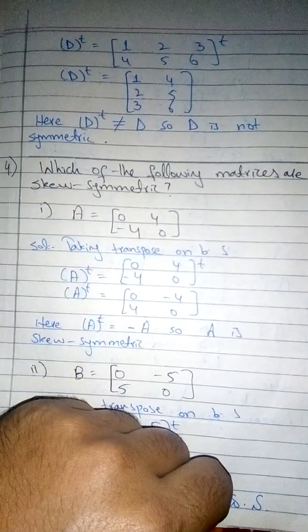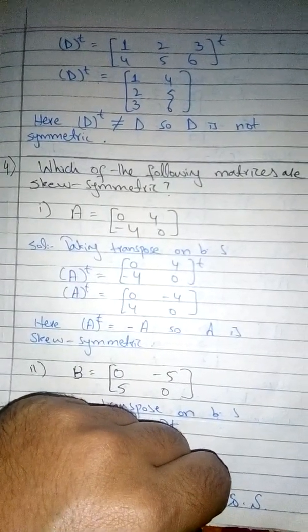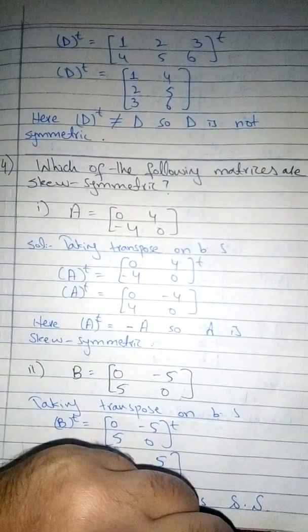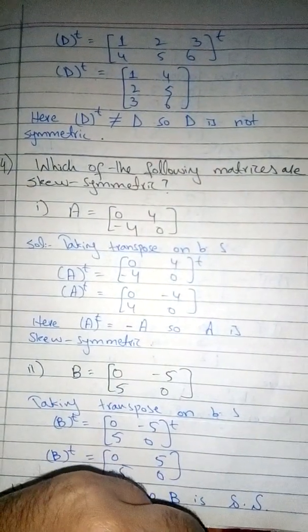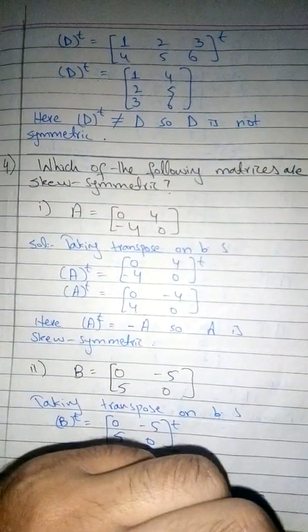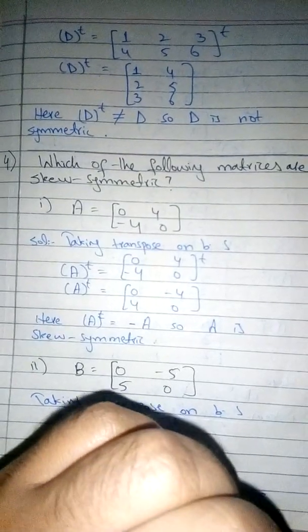Now I already discussed in the previous lecture what skew symmetric is. Skew symmetric means that when the transpose of a matrix is equal to the negative of that matrix, then that matrix is skew symmetric. That is, the elements only change their signs.